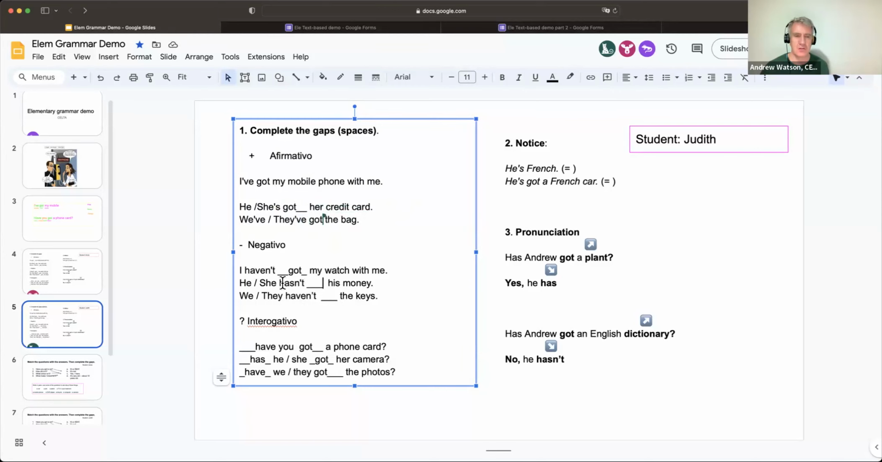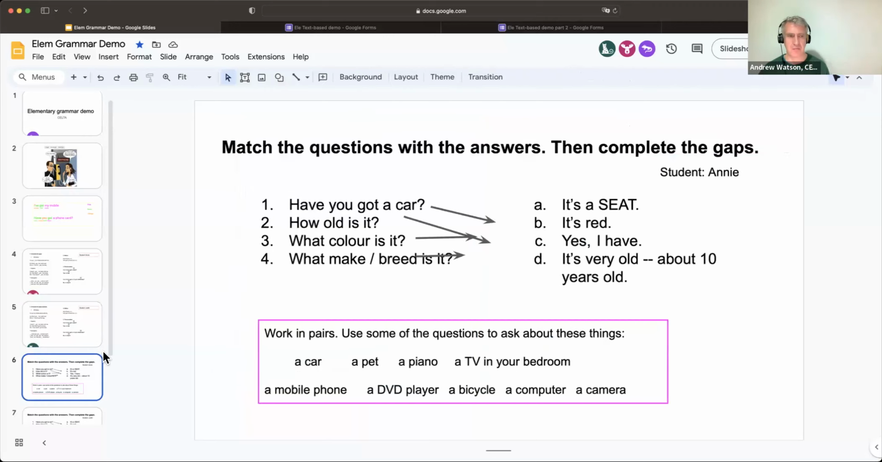Haven't got my watch. Notice has is for the third person. He, she, it. And then what's missing there? Got. Hasn't got. Right. And they haven't got. That's correct. Good job. Interrogative. Have you got? Has she got? Yeah, because it's the third person. He, she, it. Has she got? Have we got the photos? Excellent. Good job.